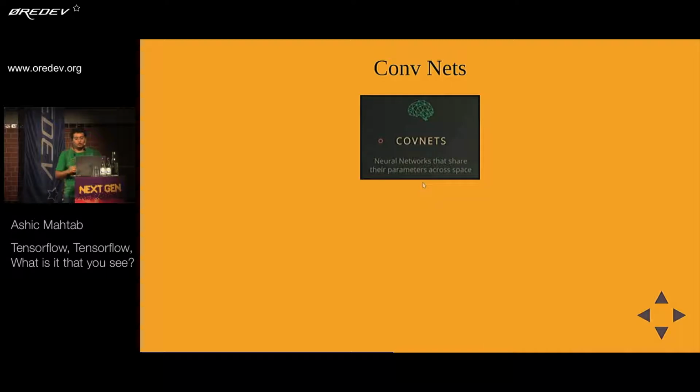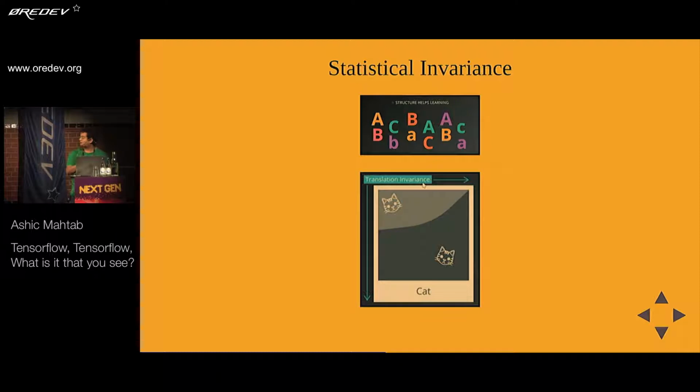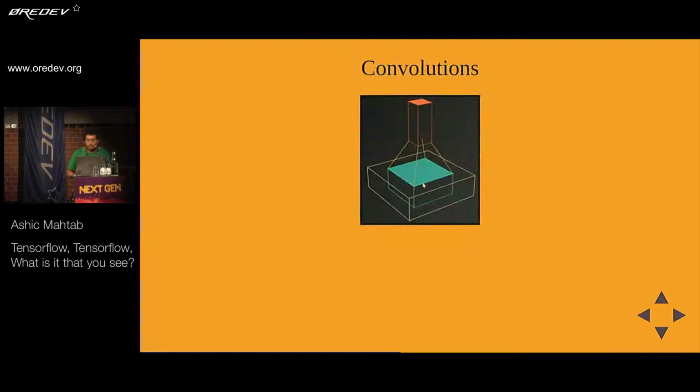Okay, so the way these work is that they share parameters across different parts of your model. So in terms of the cat example, the parameters for the cat in the top left and the cat in the bottom right are effectively going to be similar, and they're going to be shared across your network. Okay. So what is a convolution?